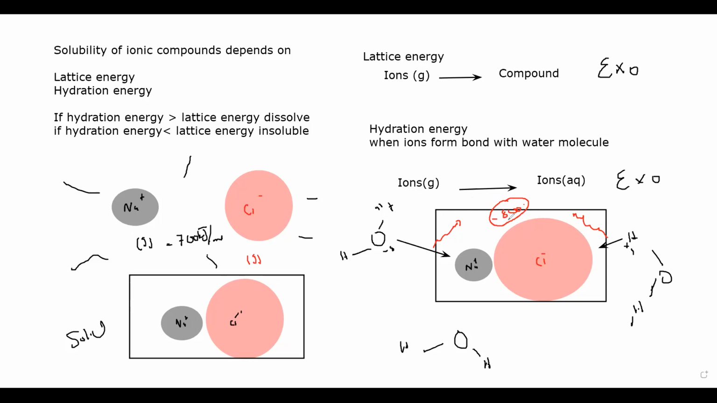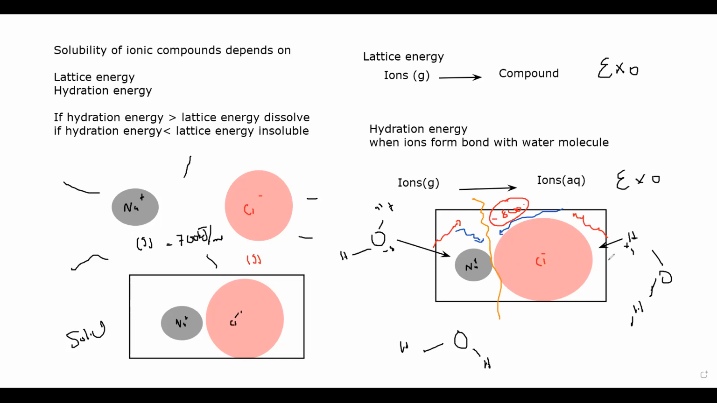And if the hydration energy is higher, for example, minus 800 means 800 joule of energy is released, so that 800 joule is more than the lattice energy. If it is more than the lattice energy, what will happen? This will cause the sodium ion to separate from the chloride ion, and when ions are separated from each other, the substance will dissolve.